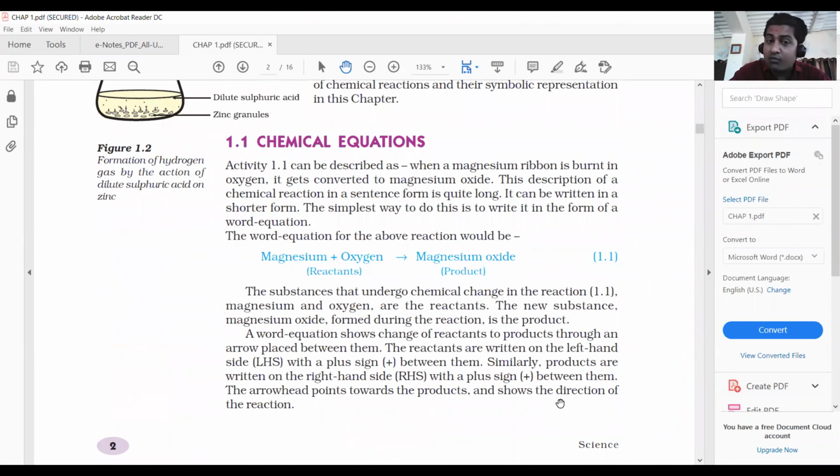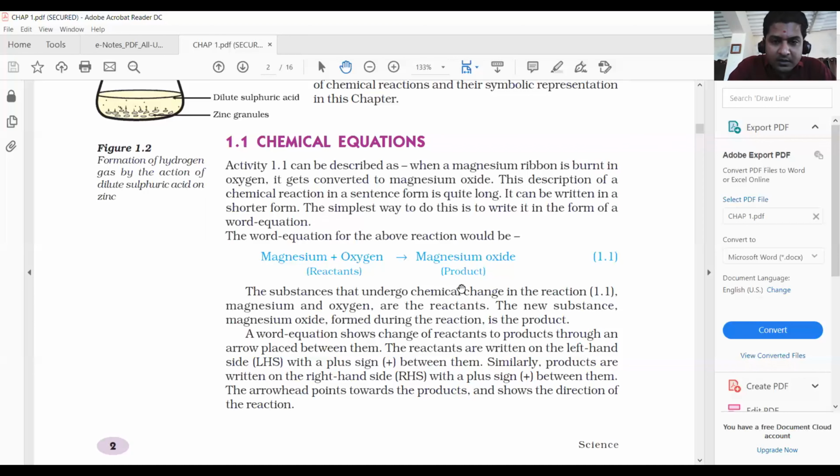Talking about chemical equations, we can observe and describe when magnesium reacts with oxygen, that means magnesium plus oxygen gives us the product magnesium oxide. This description of the chemical reaction in a sentence is quite long, and it can be written in short form. The simplest way to do this is to write it as a word equation. The word equation for the above reaction would be: magnesium, these both are the reactants, plus oxygen. The product is magnesium oxide.